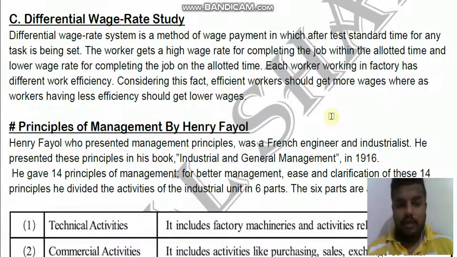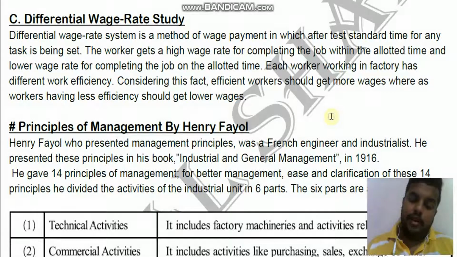So what differential wage study is: after setting a standard time, if the work is completed under the standard time or in less than the allotted time for the particular task, then the worker has good efficiency and will be paid more wages for that efficiency. If some worker finishes that work in more time than allotted, then he will get lower wages. So efficient workers get more wages, and workers having less efficiency get lower wages.